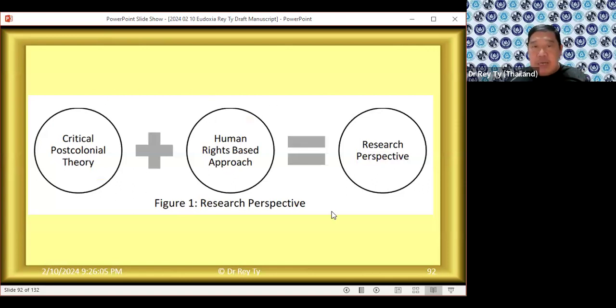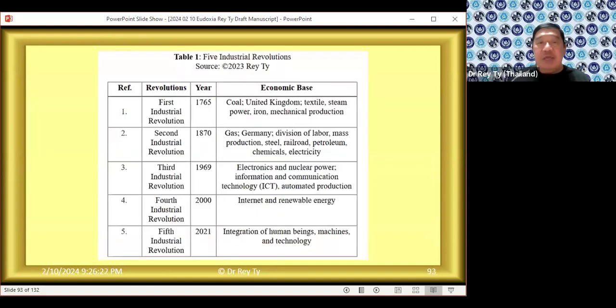This is for my theory. After reading the literature review, I said I combined critical theory with post-colonial theory and the human rights-based approach. And that is the theory I'm using in my paper. So people don't have to read the whole literature review. They can see it in one figure. That's the purpose of a figure.